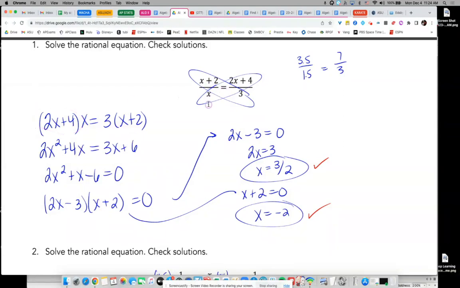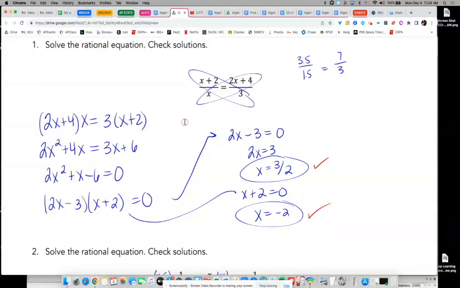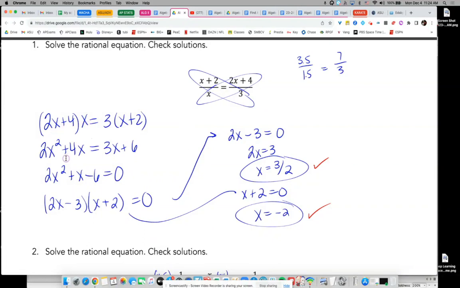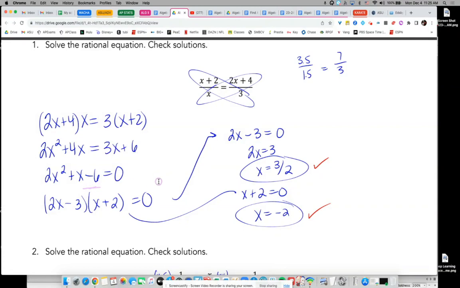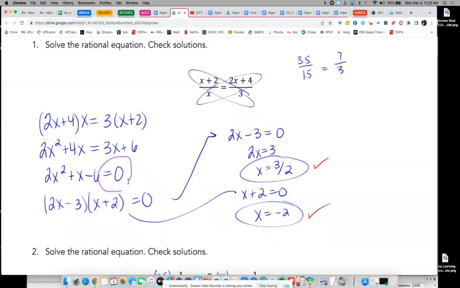And again, it's fraction equals fraction. That's the only reason I can do it. Distribute that through, distribute this through. We're going to move everything to one side so that it's equal to 0. So we have to subtract 3x from both sides, and that will give me a positive 1x, 4 minus 3. And then I'm going to subtract 6 from both sides. That just stays the way it is. And now I have something equal to 0.